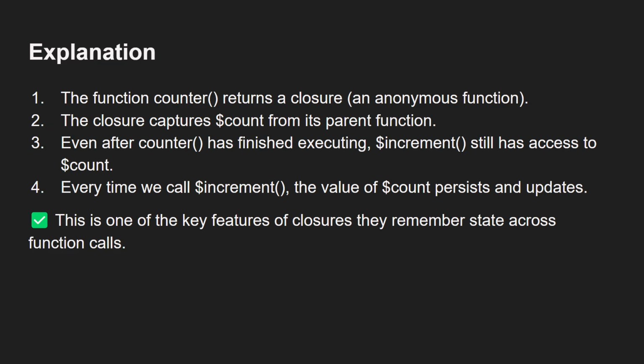This is one of the key features of closures: they remember state across function calls. It's because they are saved in memory with a specific label when they've been declared. If you've got a primitive value, it won't be, but in closures they will.